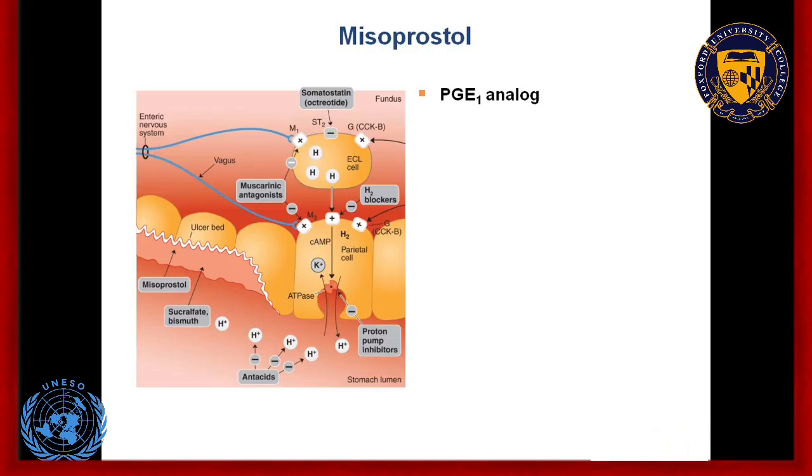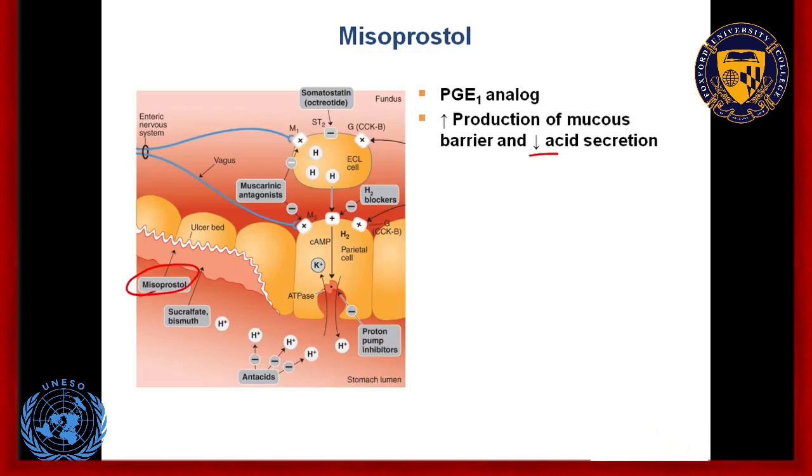Misoprostol is a prostaglandin E1 analog. Why are NSAIDs harmful to the stomach? Well, NSAIDs block the production of prostaglandins and thereby harm the gastric lining. In order to prevent this, you can give synthetic prostaglandins along with NSAIDs when NSAID therapy is needed in order to limit the harm to the stomach. Misoprostol increases the production and secretion of the gastric mucus barrier, which you can see here. And it also reduces acid secretion.